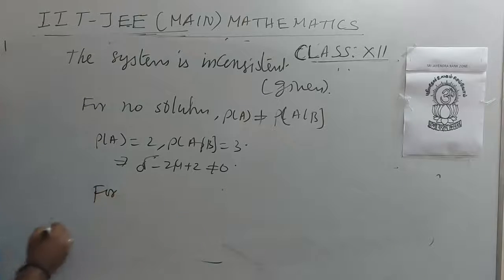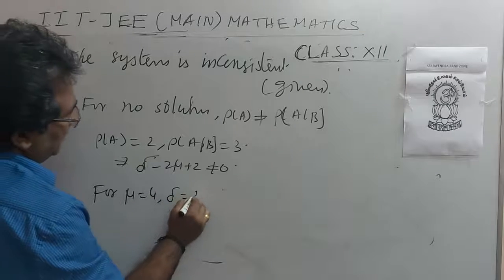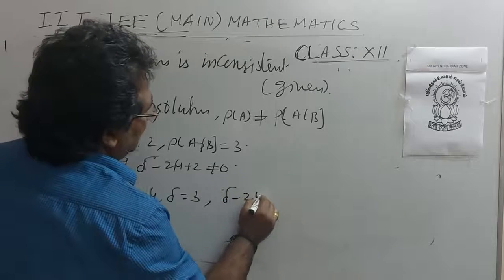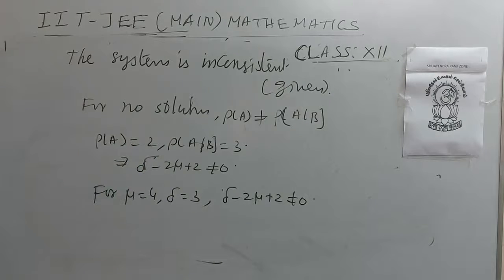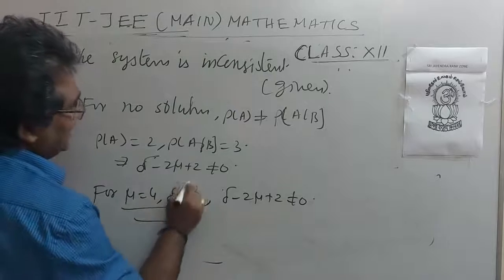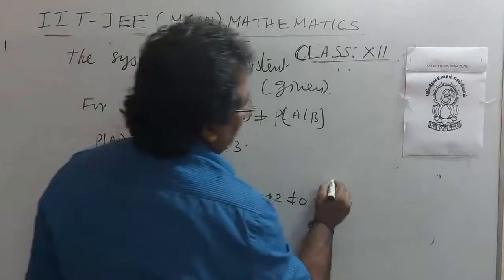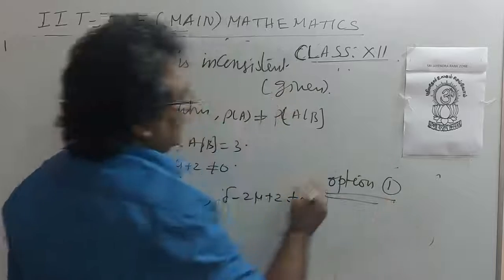For mu equal to 4, delta equal to 3, delta minus 2 mu plus 2 is not equal to 0. For the remaining given values, this will become 0. Only this satisfies this relation. So the answer is option 1.